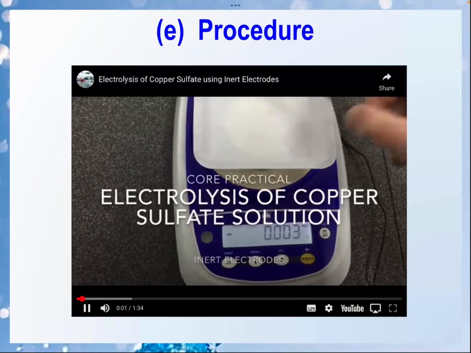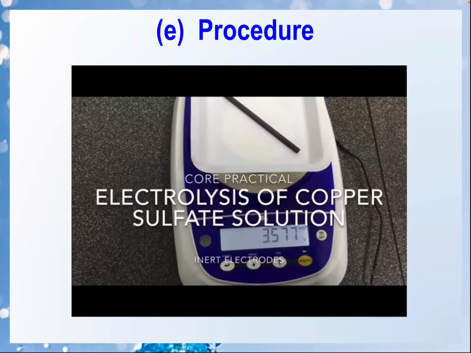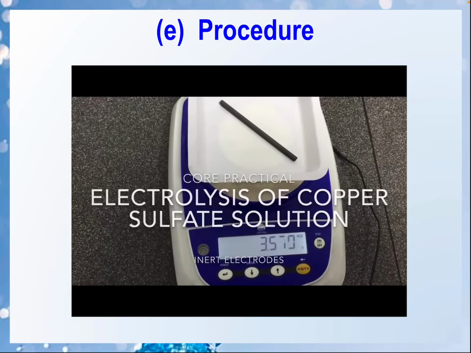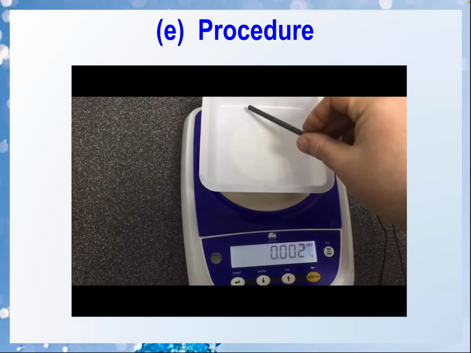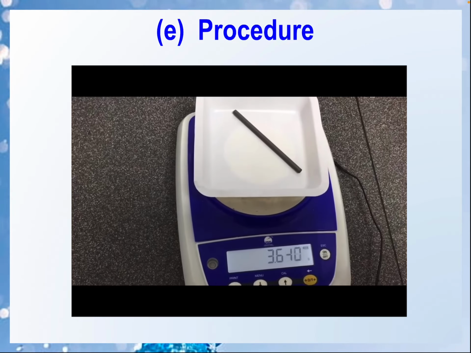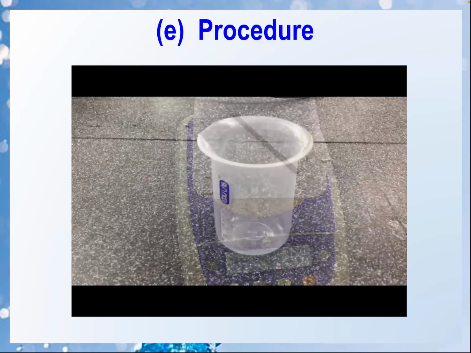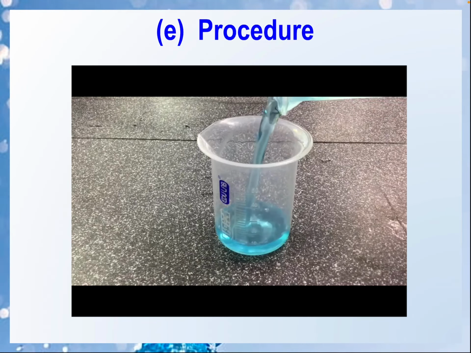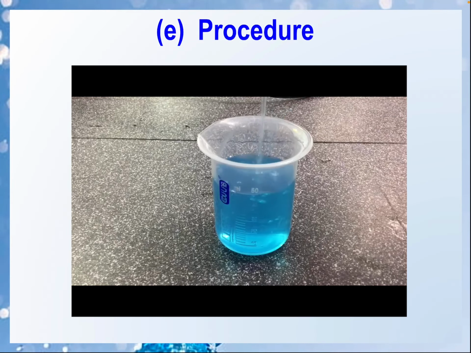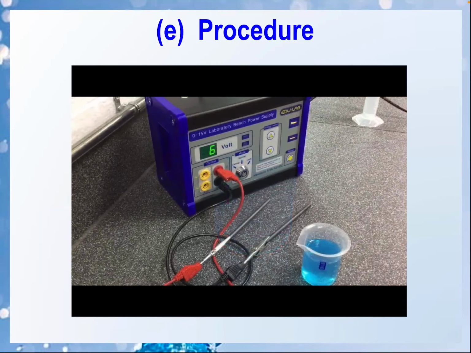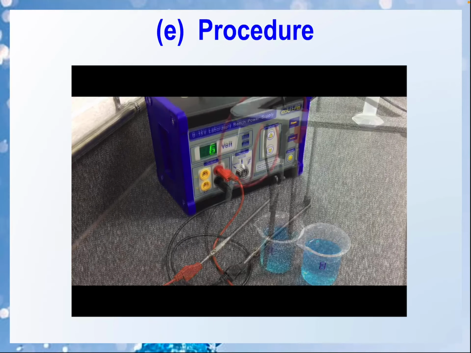In this experiment, we'll be looking at the electrolysis of copper sulfate solution using inert electrodes. The first step is to weigh the mass of two different graphite electrodes and to keep a note of these. Our next step is to measure out 50 centimeters cubed of copper sulfate solution. The experiment requires a simple circuit with the power pack set to 6 volts and the leads connected to the graphite rods using crocodile clips.